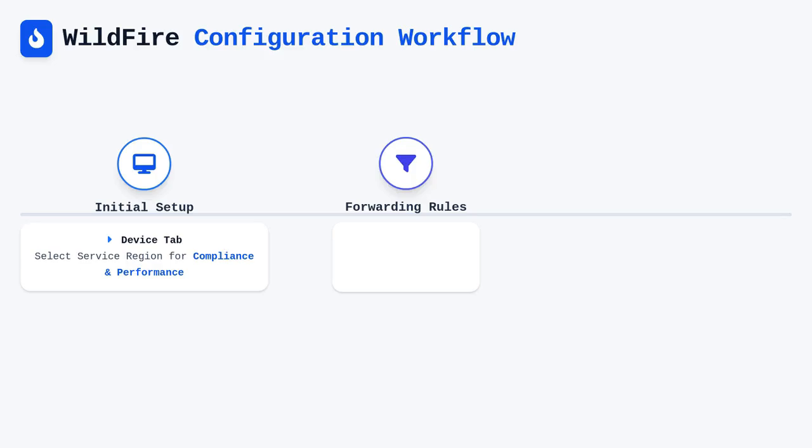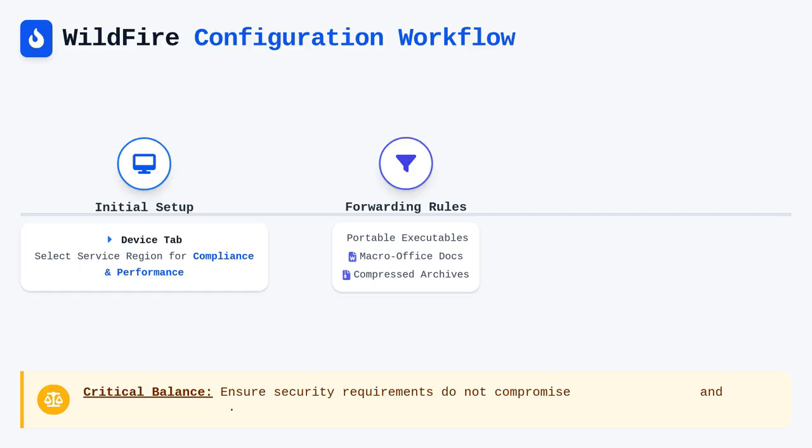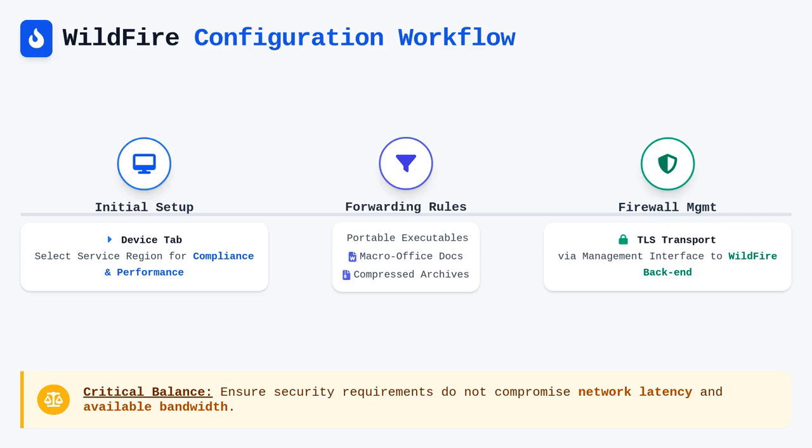You choose which file types, such as portable executable files, Office documents containing macros, or compressed archives, are to be inspected. It is essential to balance the need for security with the constraints of network latency and available bandwidth, particularly when dealing with large volumes of traffic. Once these rules are active, the firewall manages the connection to the Wildfire backend, handling the transport layer security through the management interface.